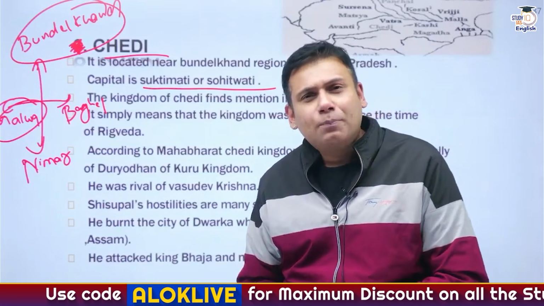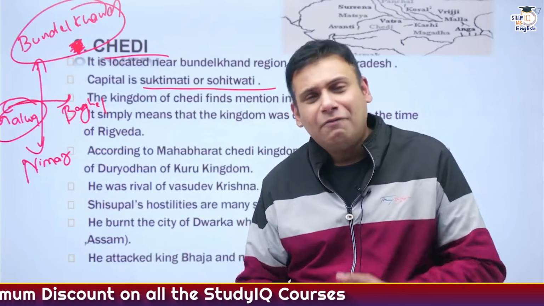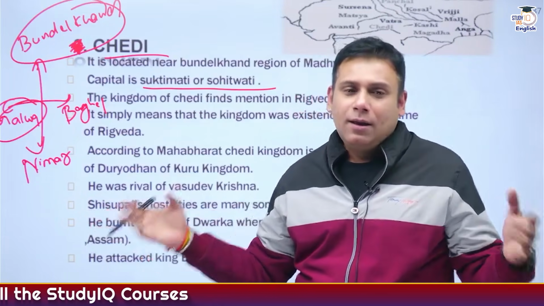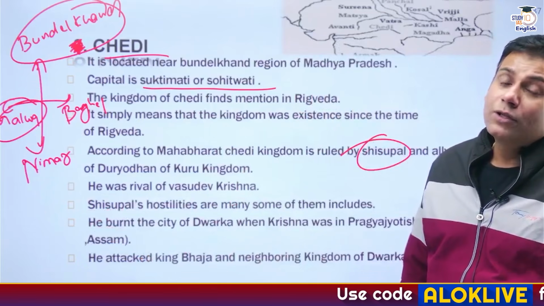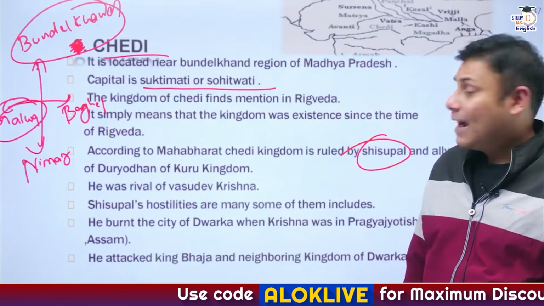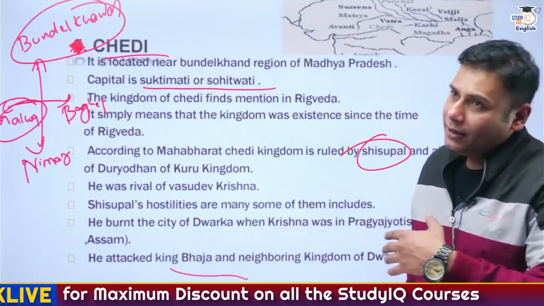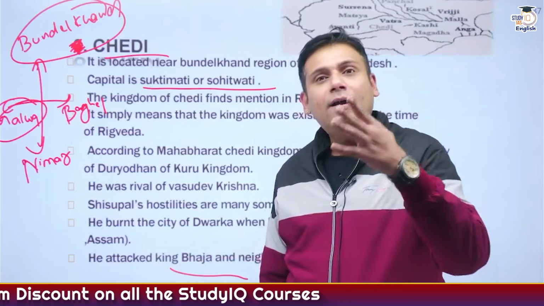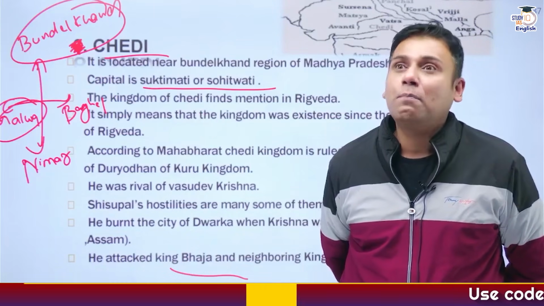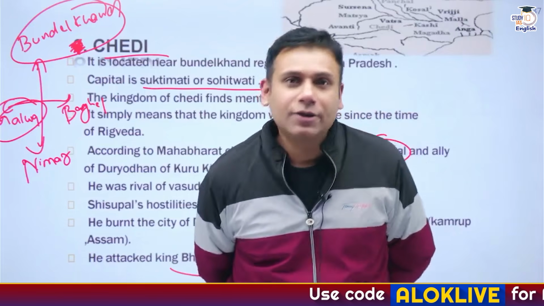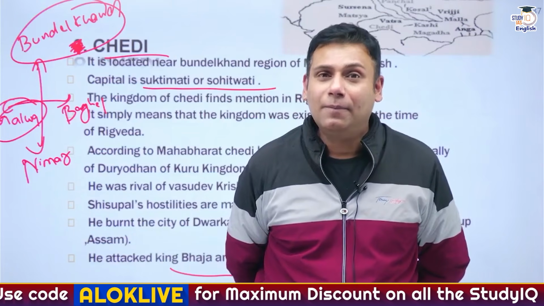the Kauravas, and Shishupal did not leave any opportunity to humiliate Lord Krishna. In fact, his hostilities were many. It is believed that he stole the horse of Lord Krishna's father, who was performing Ashwamedha Yagna. He attacked King Bhaja and kidnapped his daughter. So his hostilities increased continuously. And one fine day, he insulted Lord Krishna in the court full of people and ministers, and Lord Krishna lost his temper and, with the help of his Sudarshan Chakra, beheaded Shishupal.